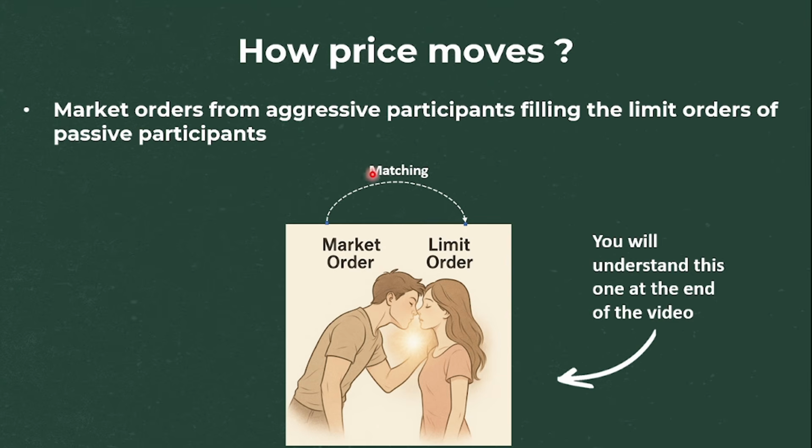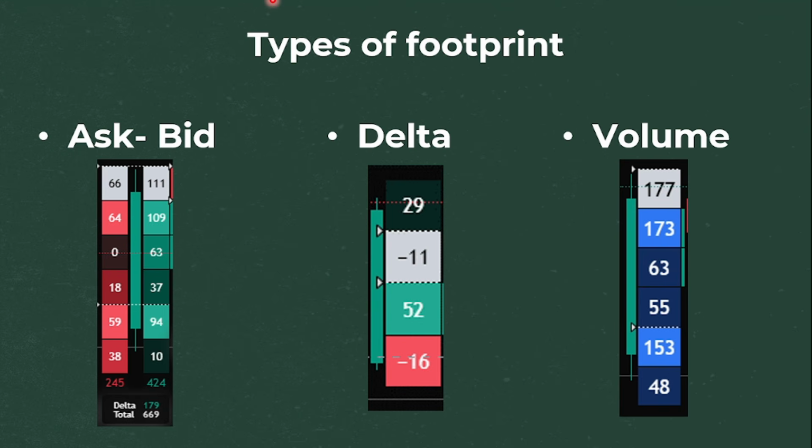It's called the matching algorithm, where we put a market order, buy or sell. This market order goes to the order book and is matched with the limit orders on the opposite side. So let's move on to the types of footprint. There are three types of footprint we'll talk about. The first one is the Ask Bid footprint, the second one is delta, and the third one is volume. Now I will explain what all of this shows.